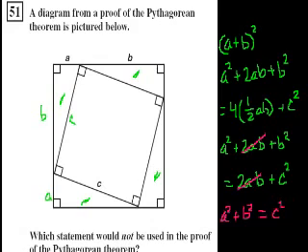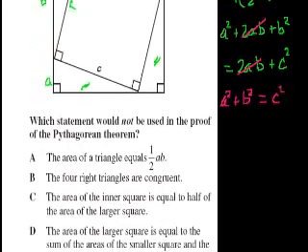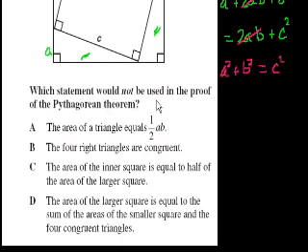So let's see which of their choices matches what we did. Okay, which statement would not be used in the proof of the Pythagorean theorem? The area of a triangle equals 1/2 AB. No, we used that. We had to use that. The four right triangles are congruent. No, we used that. The area of the inner square is equal to half of the area of the larger square. No, we didn't use that. I think this is the one that would not be used in the proof.